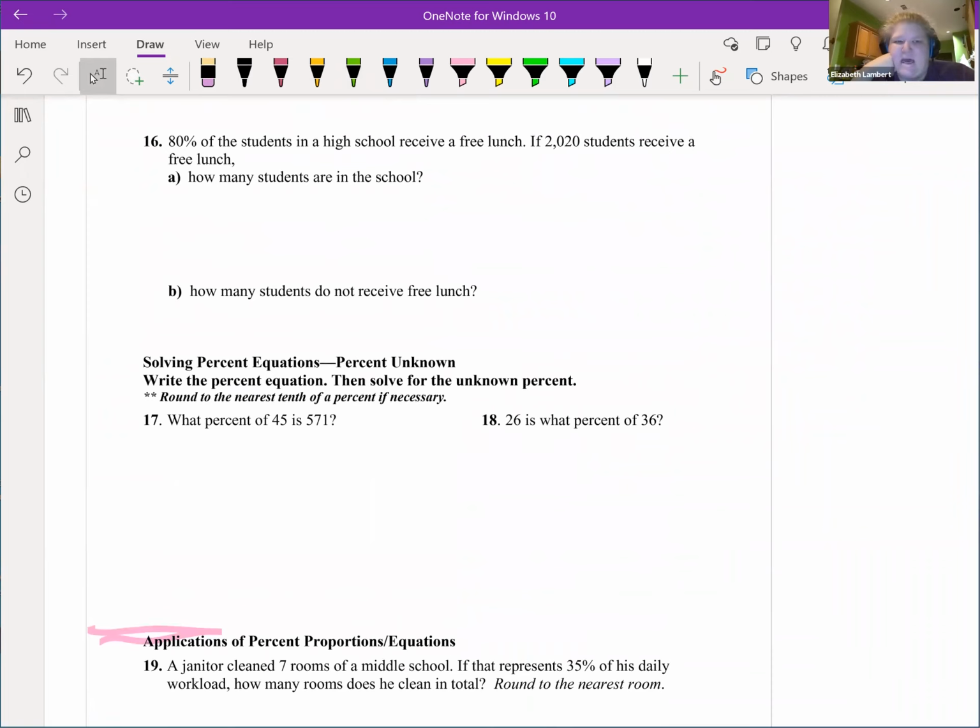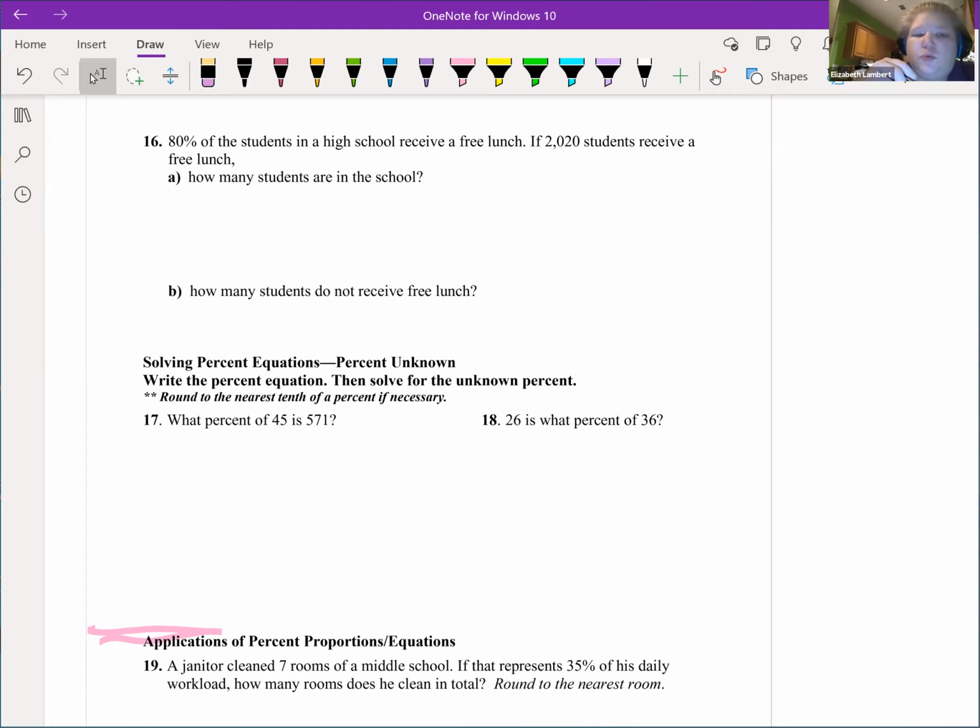Okay. Now we got a kind of word problem. 80% of the students in a high school receive a free lunch. If 2020 students receive a free lunch, how many students are in the school?